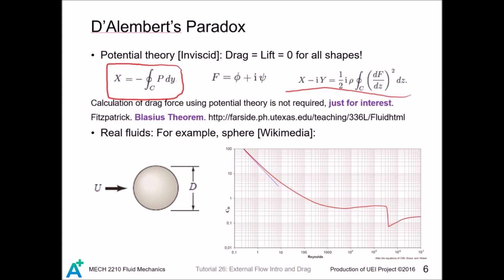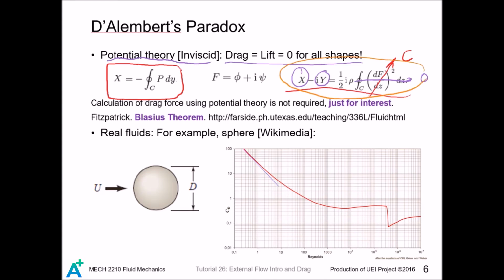As you recall, the potential functions are just linear functions in x and y. So, for a uniform flow, this term is just a constant. And if you integrate a constant over a closed contour, the whole integral becomes 0. So both the drag and the lift are just 0. And we have arrived at this conclusion. There is no drag and lift force for all shapes under the potential theory with the inviscid assumption.